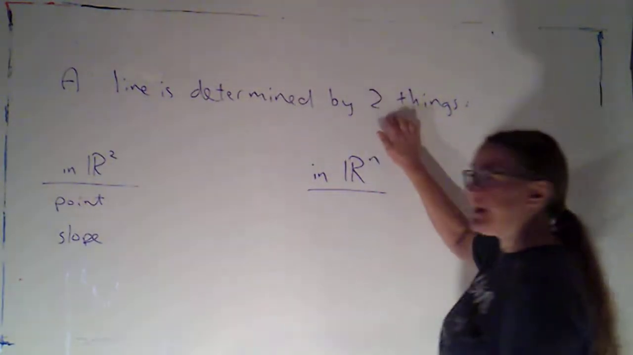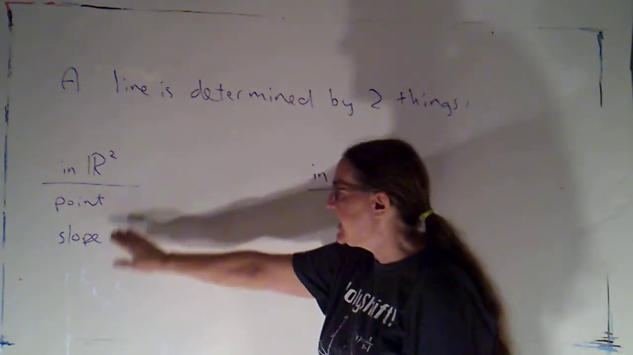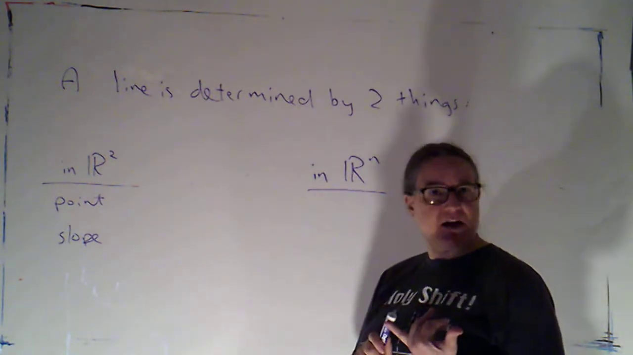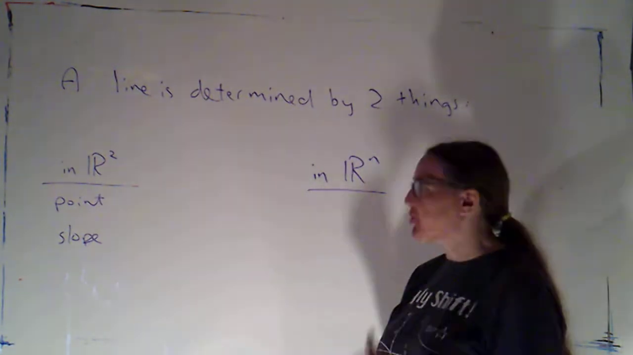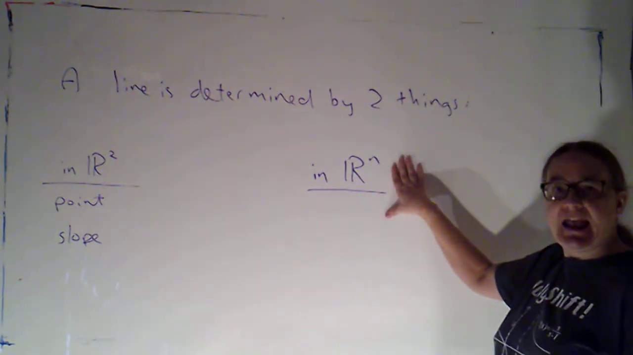Said up here that a line is determined by two things. Now in two-space, you're very familiar with that. You know that if you have a point and the slope of a line, that completely determines the line. You can get the equation for the line, you can graph it, you're all set. Well, I want to generalize that to n space.